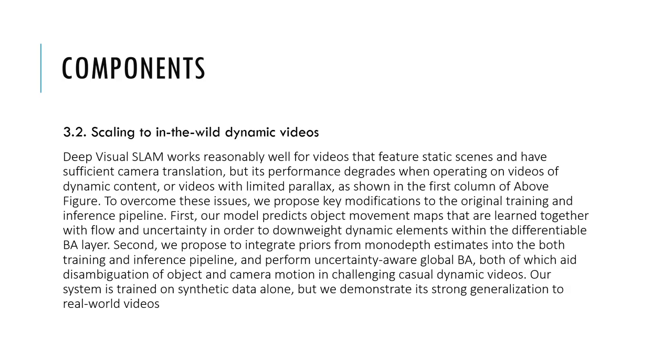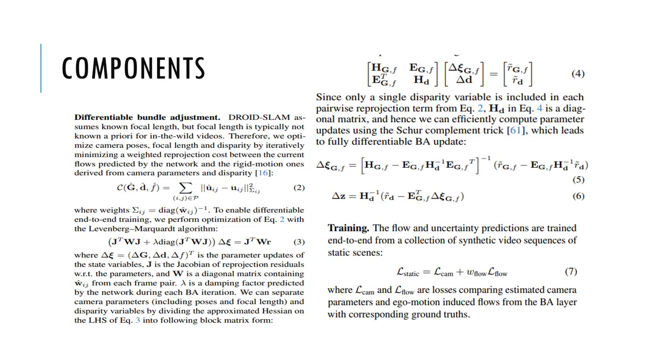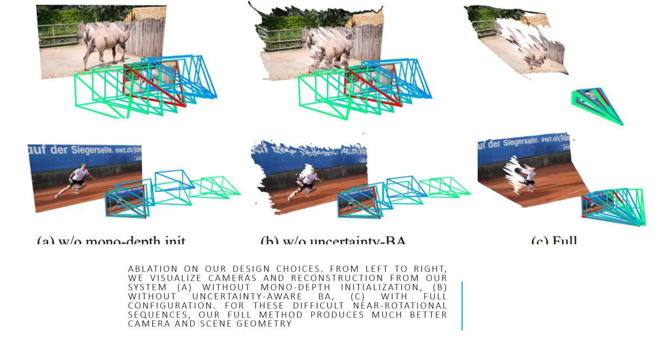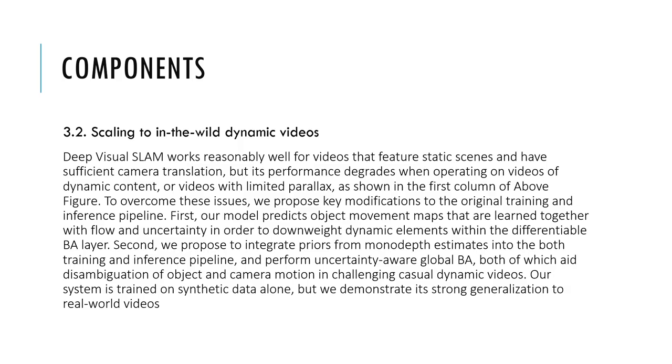Now the second one: scaling to in-the-wild dynamic videos. Previously we discussed static videos. Here it works for static videos during training and the first stage. What if the input is a dynamic video? For dynamic video, how did they approach this model to get rid of model performance degradation?